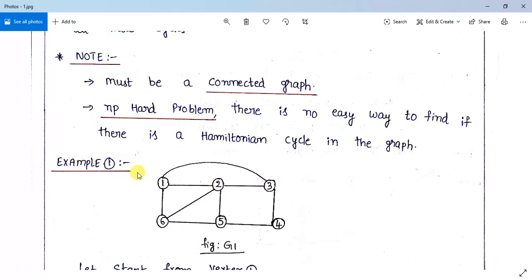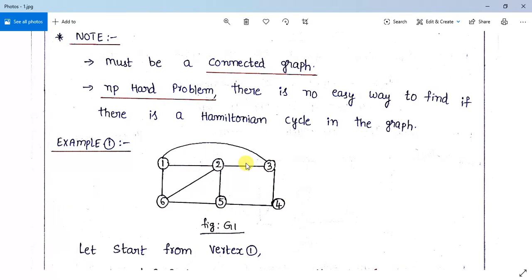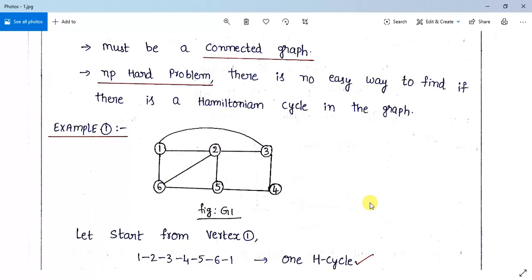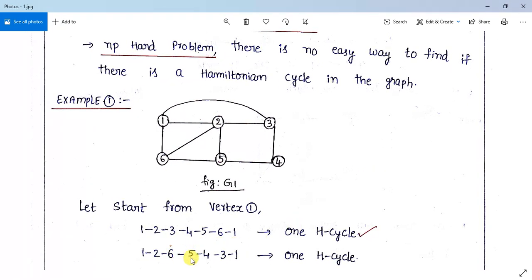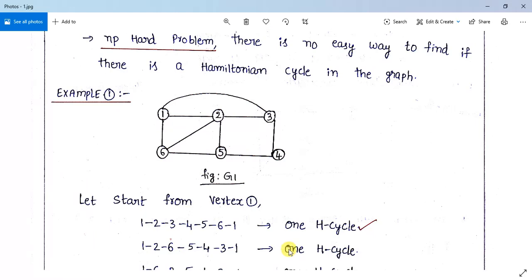Next, let us consider an example. Here you can select any vertex as the starting vertex, but generally you consider the first vertex. 1 to 2, 2 to 3, 3 to 4, 4 to 5, 5 to 6, and from 6 to 1. So this is one cycle. Is there any other Hamiltonian cycle possible in the graph? Yes. 1 to 2, 2 to 6, 6 to 5, 5 to 4, 4 to 3, and 3 to 1. So 1, 2, 6, 5, 4, 3, 1 is another Hamiltonian cycle.